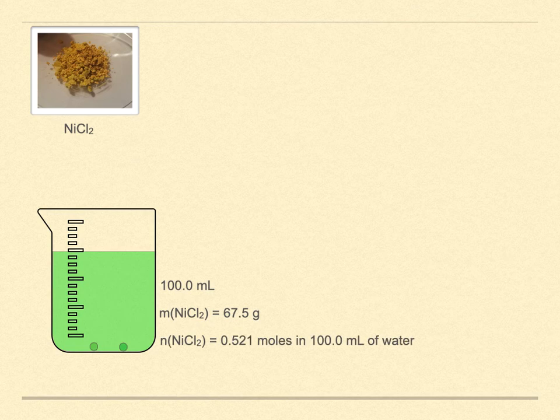With the molar mass of the anhydrous nickel chloride, we find that this 67.5 grams corresponds to 0.521 moles. The molar solubility of nickel chloride is 0.521 moles per 100 milliliters, or 5.21 moles per liter. Once undissolved chloride remains in the bottom of the beaker, you have obtained a saturated solution of nickel chloride.